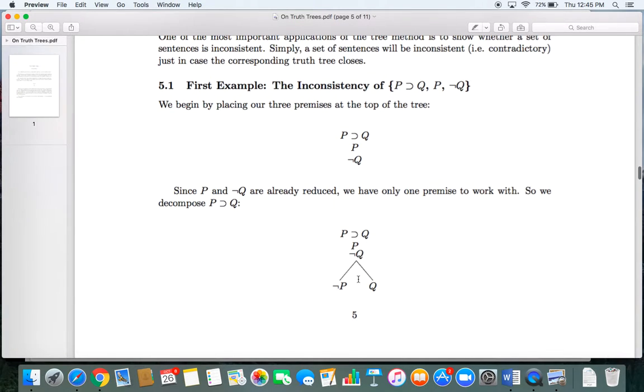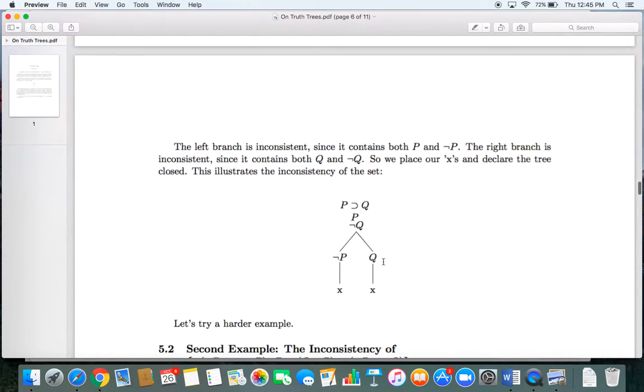Now let's look at those two branches. On one branch we have not P and P. That can't be, so we can close that branch immediately. But on the right branch we have Q and not Q. That can't be either, so we can close those branches, and in fact the tree as a whole is closed. And again, what that shows is that this starting bunch of assumptions is inconsistent.